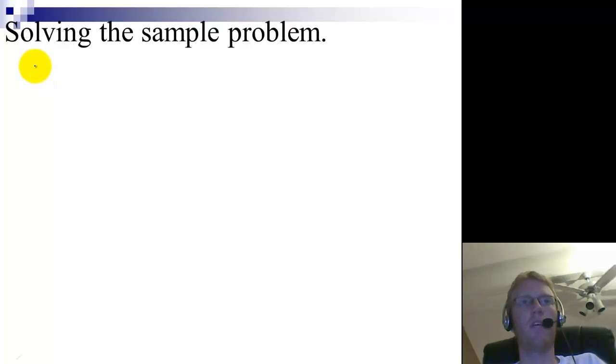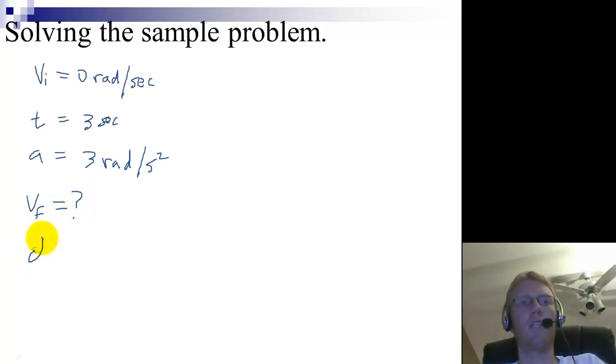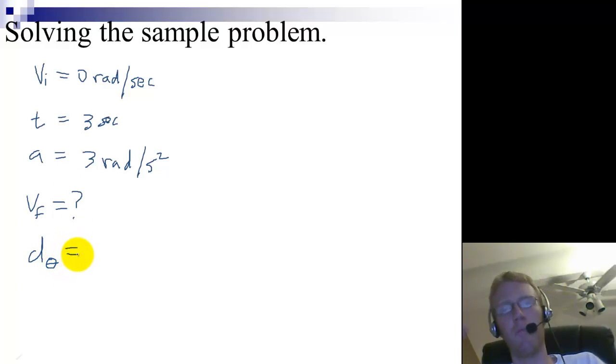Okay, so I knew that my v initial was 0, and here I'll write the right units, radians per second. I knew my time was 3 seconds, and I knew my acceleration was 3 radians per second squared. And they asked me to find the v final, and they also asked me to find the distance, which is an angle. So I'm going to write d theta, just so in my head I'm remembering I'm trying to find the angle that it rotated through.